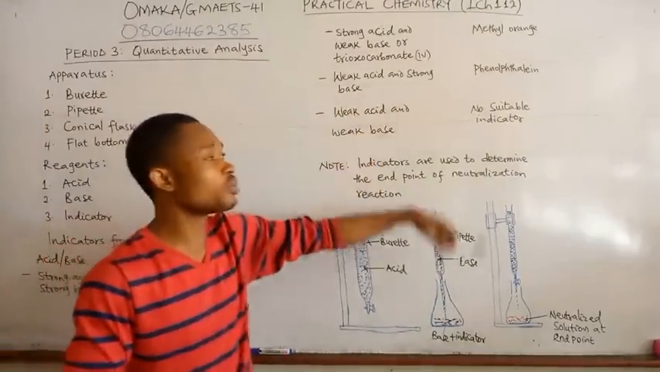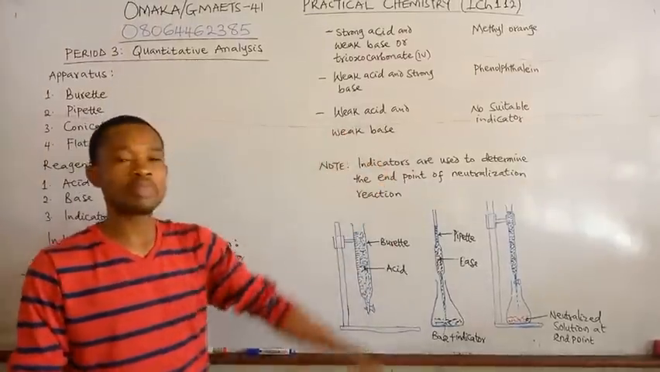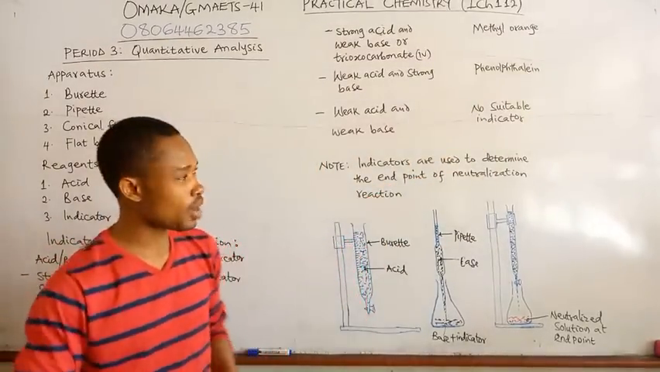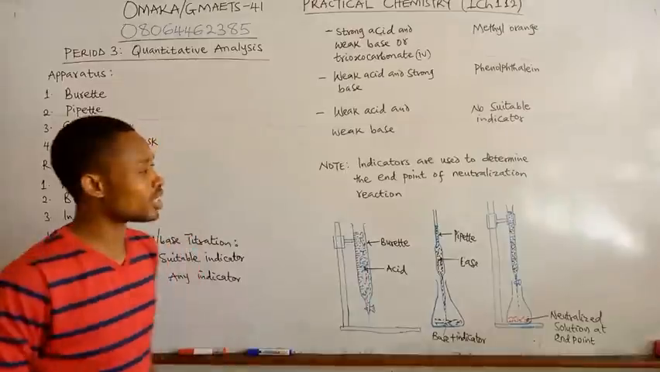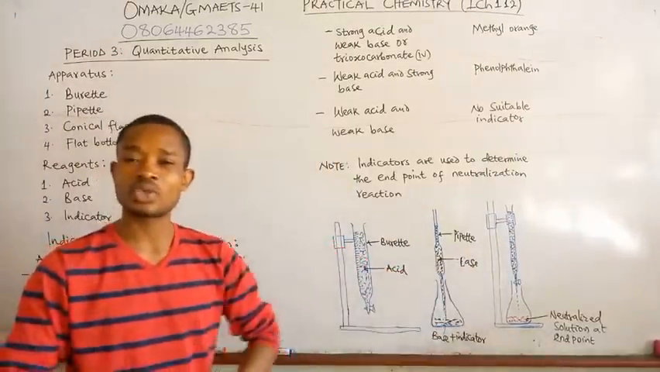Then weak acid and strong base, phenolphthalein should be used. If it is weak acid and weak base, there is no suitable indicator. So you would have to decide based on experiment, rather the experience, the indicator to use. Now below here we have the diagram for the titration experiment.